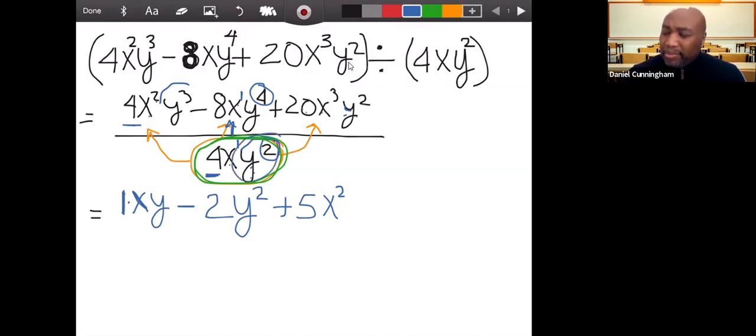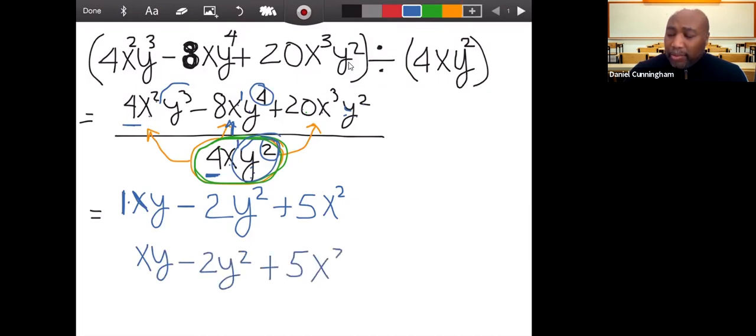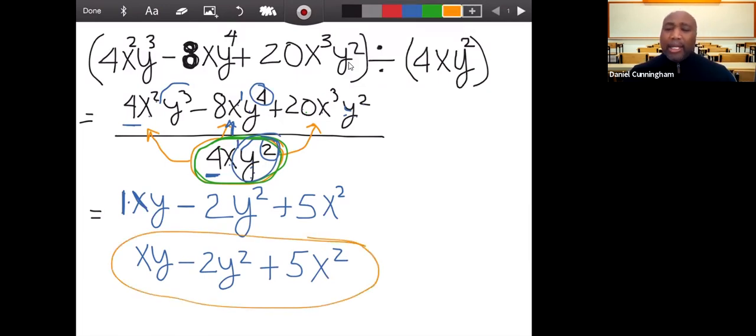So if I write this as a final answer, I write down xy minus 2y squared plus 5x squared. Now, the next thing you want to do is make sure these three terms cannot be combined. Are they like terms? They're not. You got xy, you got a y squared, and you got an x squared. So then that's my final answer. And you want to circle it because you cannot combine, because there are no like terms.